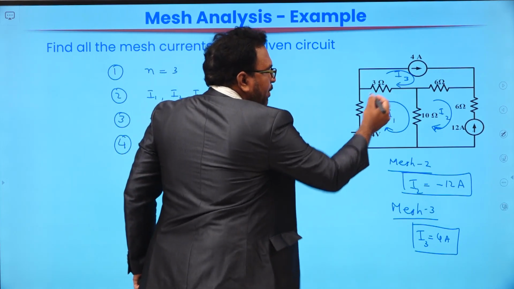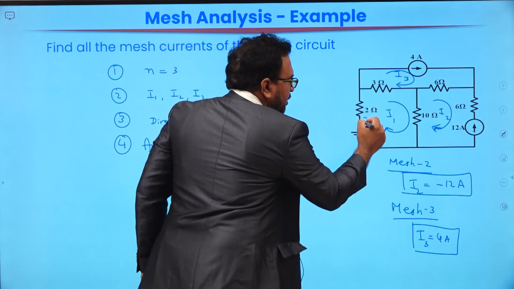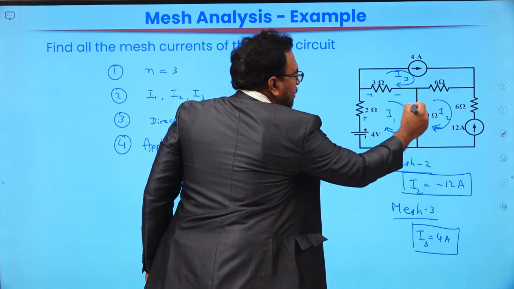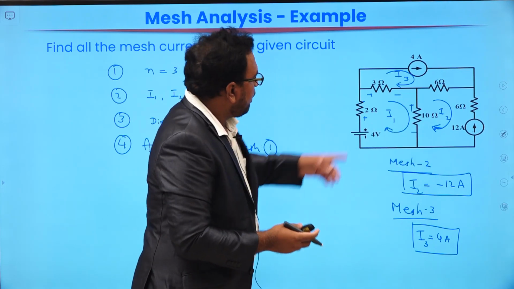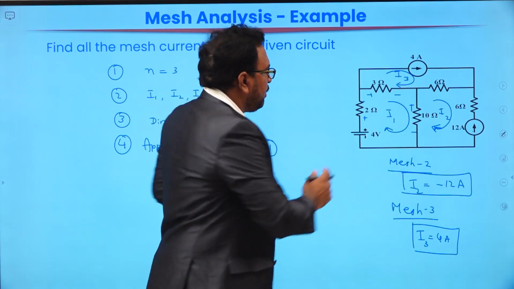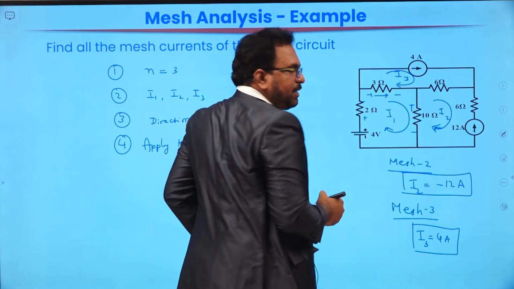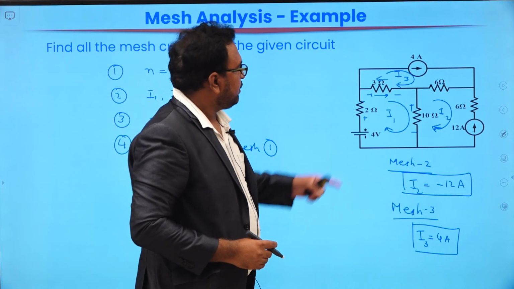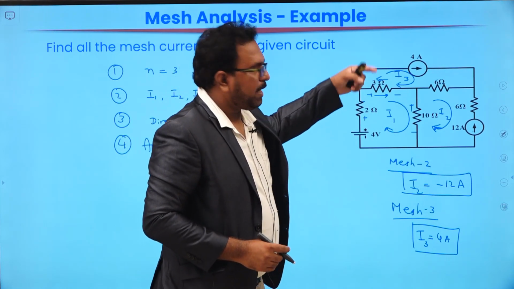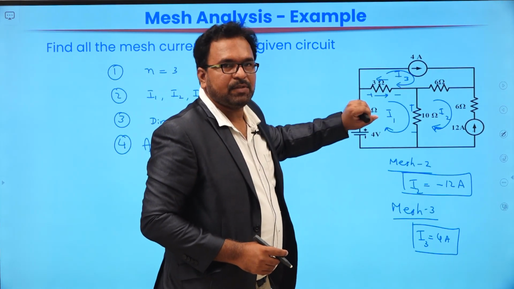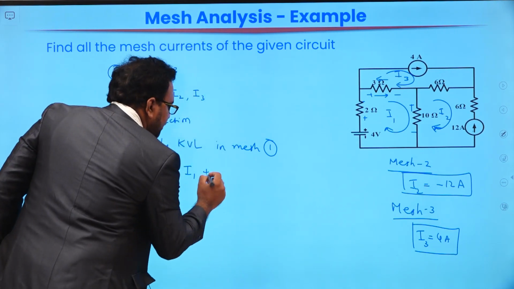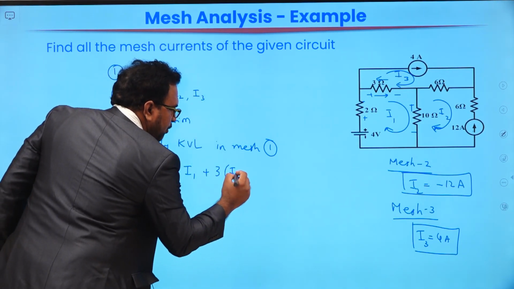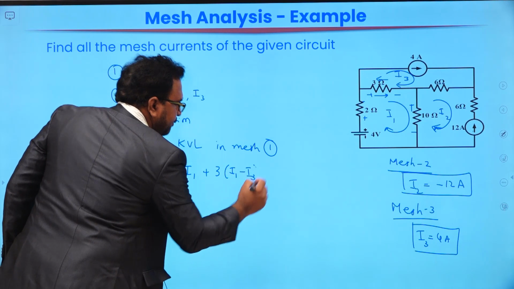Now what is the voltage drop across 3 ohms? Obviously you know that this is the plus and minus, plus and minus, plus and minus. Now what is the current flowing through 3 ohms? I1 is the current flowing in this direction and I3 is the current flowing in the opposite direction. So the resultant current is I1 minus I3, because we are applying KVL in mesh 1. So the voltage drop across 3 ohms is 3 into (I1 minus I3).